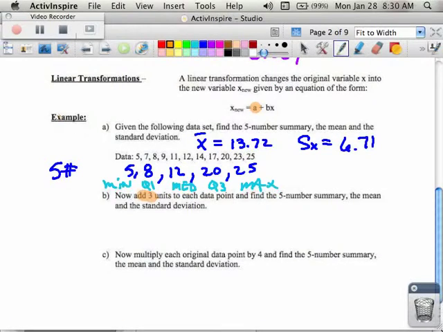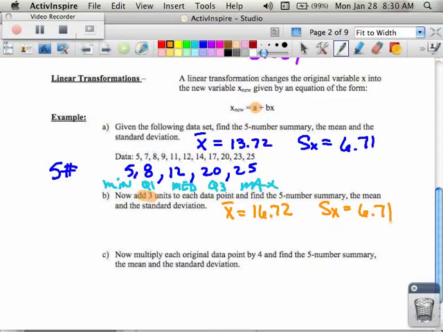When I look at this, what I notice is my new x bar is equal to 16.72. My new standard deviation is 6.71. What happened to the mean? It went up 3. So the mean is affected by a linear transformation. What about the standard deviation? Same exact thing. It is resilient or resistant to anything that happens with the information.